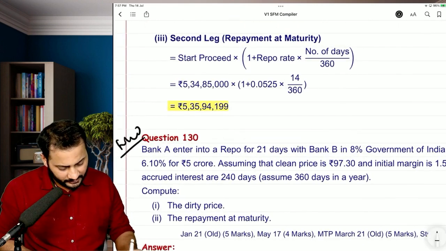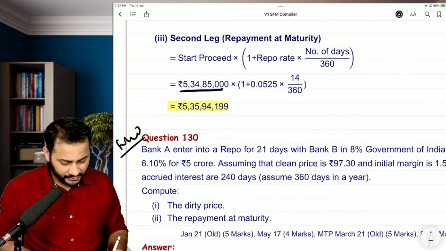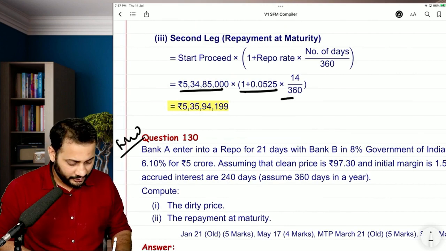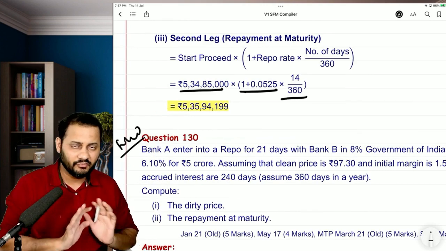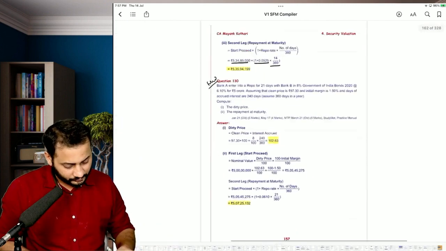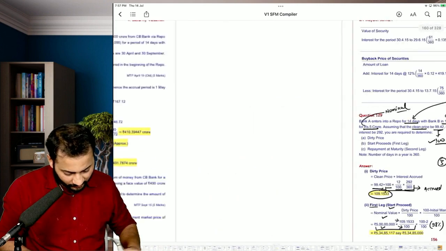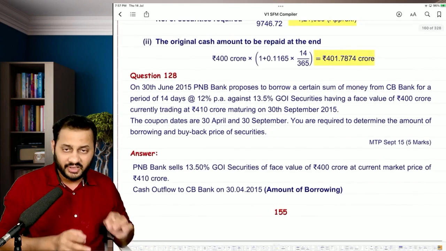Very easy. See, this much of the amount start proceed into 5.25 into 14 by 360 and you have the repayment. Got it? Very easy. Nothing to be scared of. Now coming over to question number 128.